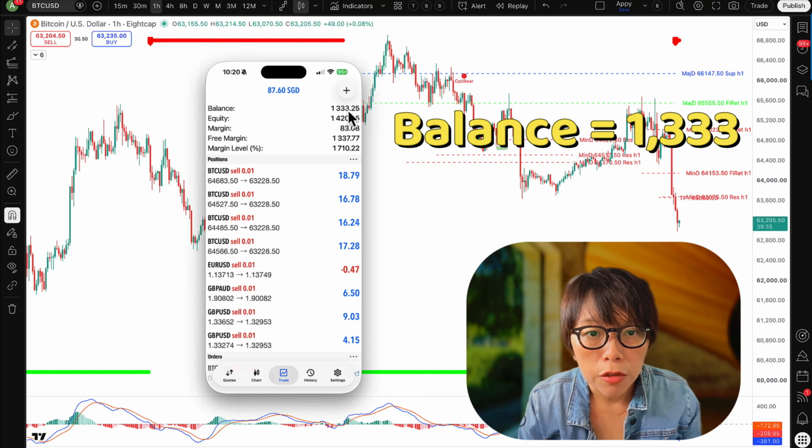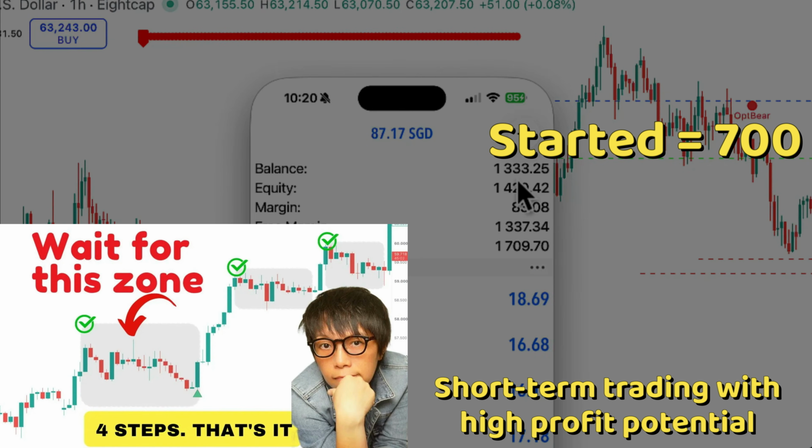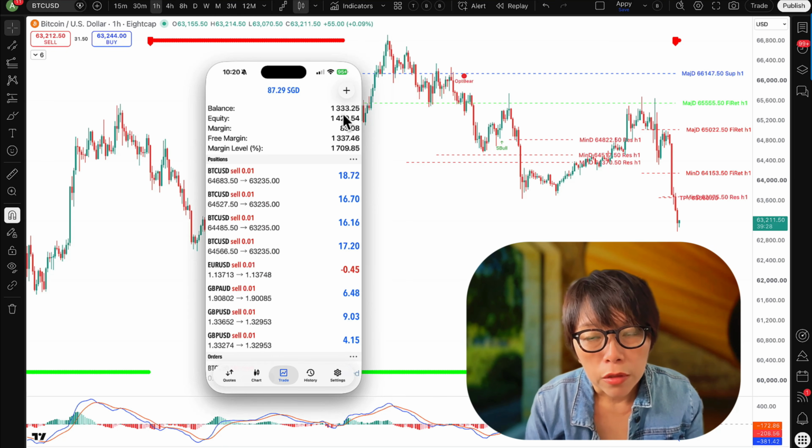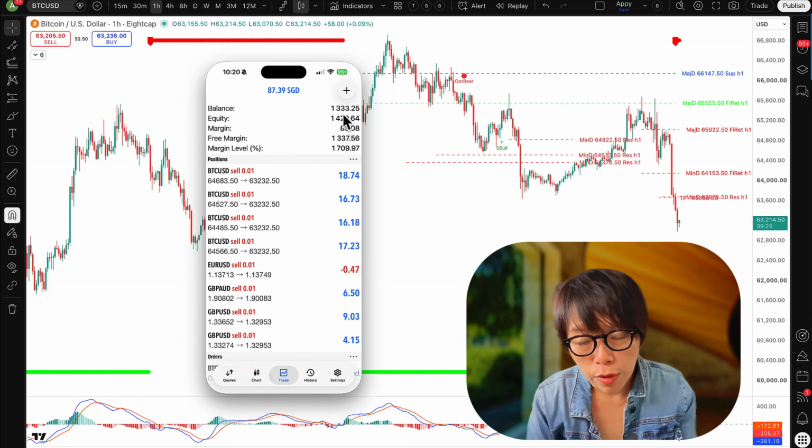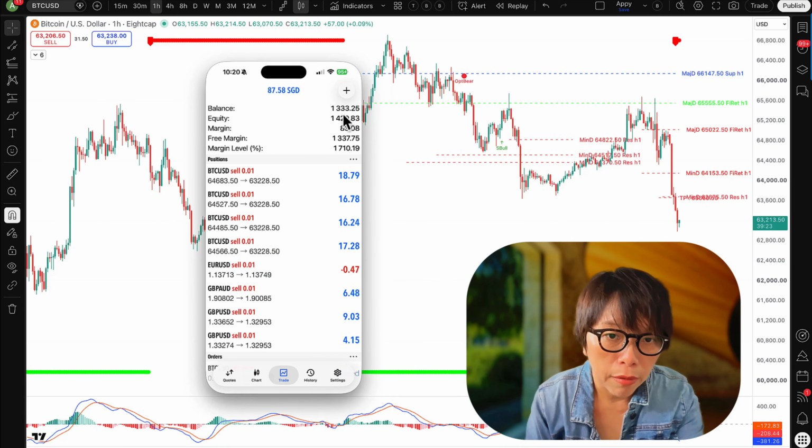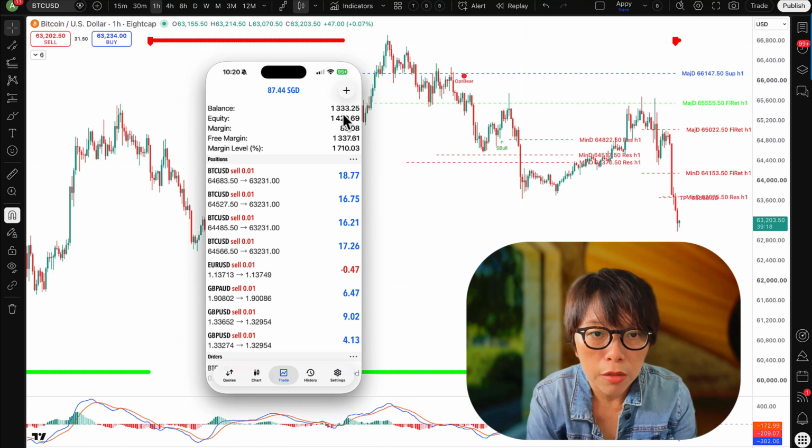Let's take a look at the funding. The balance is right now about 1,300. I started this account with about $700, if you look at the previous video, and through trading 0.01 over this period, I've made about this amount, which is essentially about $600 plus.